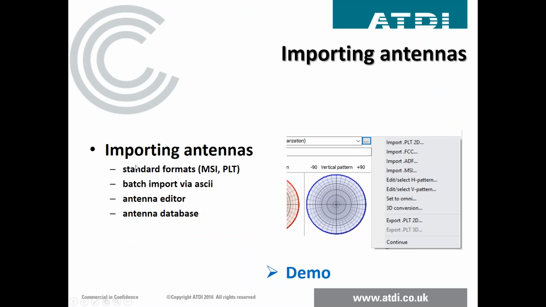Okay, so just stepping back to the presentation just to see where we are. That was, as I say, bringing in some standard formats and then some antenna data that needs some manipulation but can still be relatively easily brought into the tool. I'm going to look at batch imports next via this ASCII import.